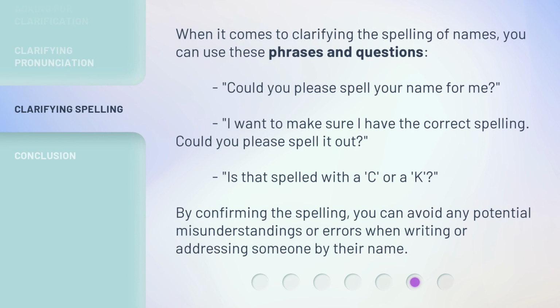When it comes to clarifying the spelling of names, you can use these phrases and questions. Could you please spell your name for me? I want to make sure I have the correct spelling. Could you please spell it out? Is that spelled with A, C, or A, K? By confirming the spelling, you can avoid any potential misunderstandings or errors when writing or addressing someone by their name.